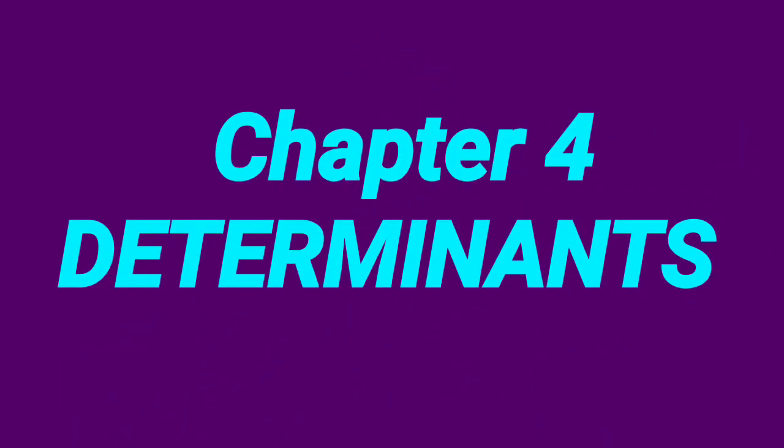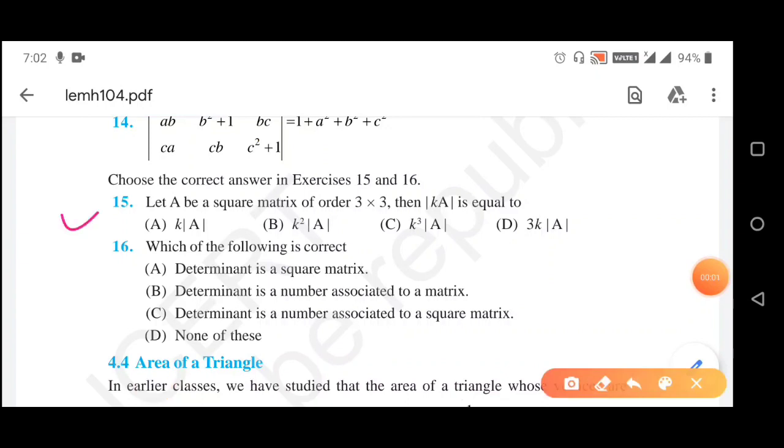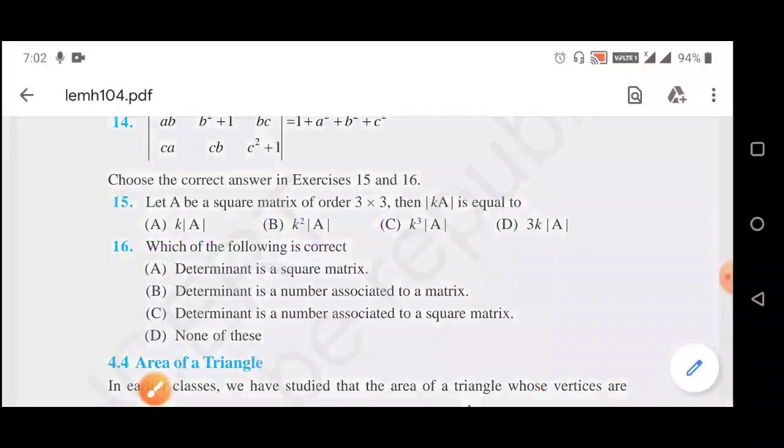Here we are doing the chapter determinants. Question number 15 of exercise 4.2 is: let A be a square matrix of order 3 by 3, then determinant of kA is equal to, and 4 options are given. So let's do question number 15.